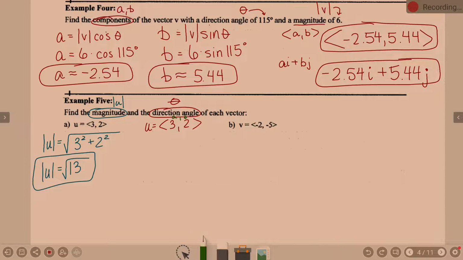So with that in mind, a vector could also be written as magnitude of U times cosine theta, and magnitude of U times sine theta. So the idea that this 3 right here is going to be equal to the magnitude of the vector times cosine theta, and this 2 over here is going to be equal to magnitude of the vector times sine theta.